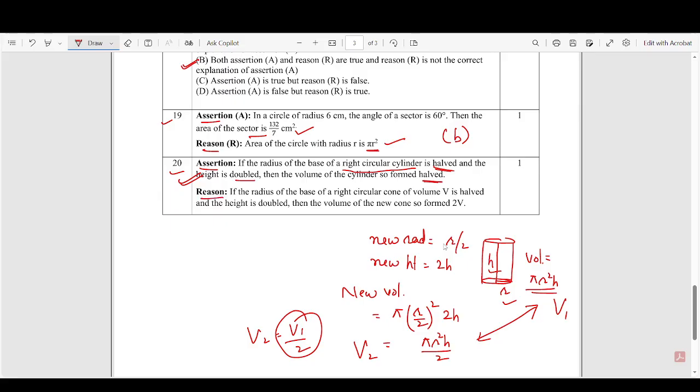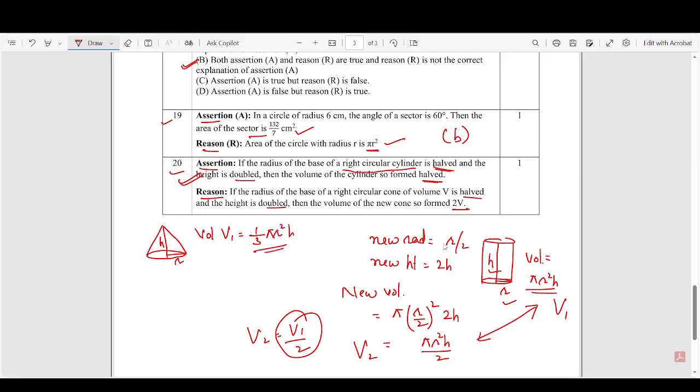The reason is, if the radius of the base of a right circular cone of volume V is halved and the height is doubled, then the volume of the new cone so formed is 2V. Now we have a right circular cone. Suppose this is a right circular cone. This is the height of the cone h and this is the radius of the cone r. Now we know that the volume, suppose V1 is the volume, and the formula of volume is 1 by 3 pi r square h. So this is the original volume.